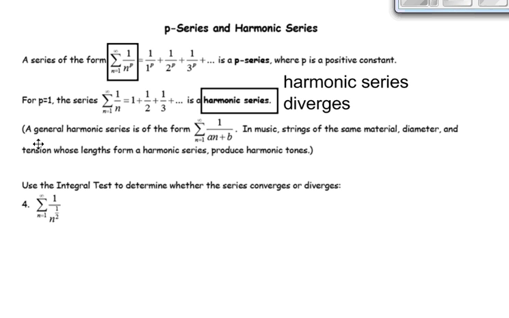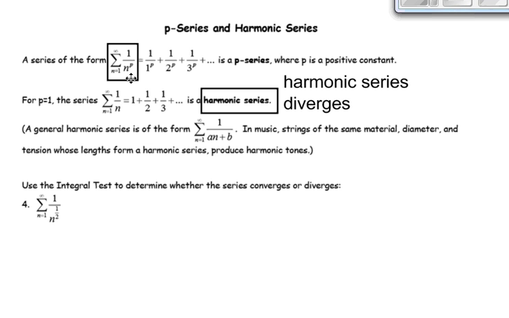Now just an extra note here. This is not something you need to memorize, but a general harmonic series is of the form 1 over an plus b. Notice that that's like a linear function. So 1 over n is like the main harmonic series, but any linear function where I have a degree of 1 is called a general harmonic series. And it's actually pretty cool because you see this a lot in music, because strings of the same material, diameter, and tension, whose lengths are different and form a harmonic series, produce harmonic tones, which is pretty cool and something that you can research on your own if you'd like.